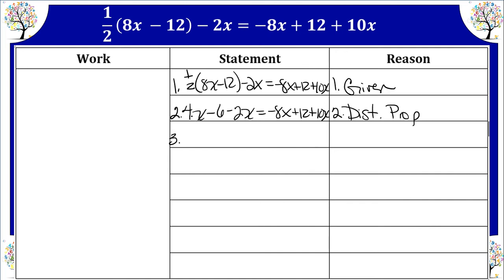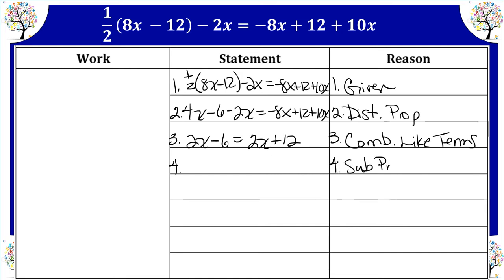The next thing we're going to do is combine like terms on the left, and then we also can combine like terms on the right. So that was simply combining like terms. Now we have variables on the left and variables on the right, so we always need to take care of the variables before the constant. So I'm going to subtract the smaller one out, but they happen to be the same. So we are going to use the subtraction property of equality. And we get -6 is equal to +12.